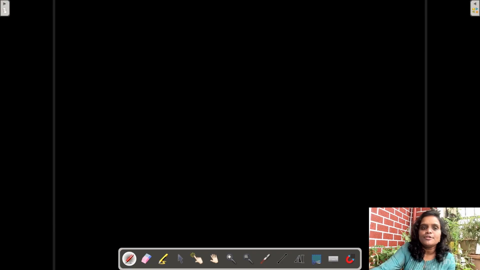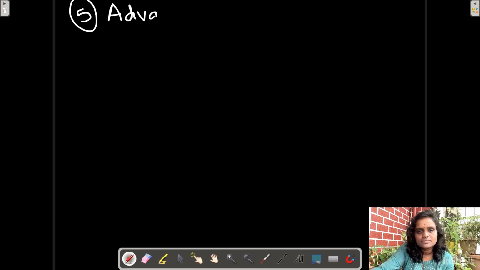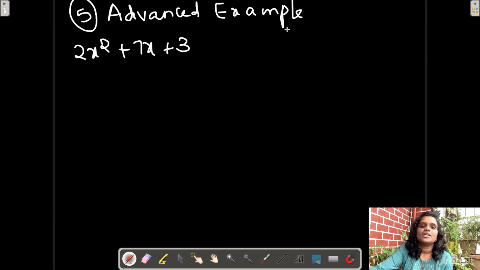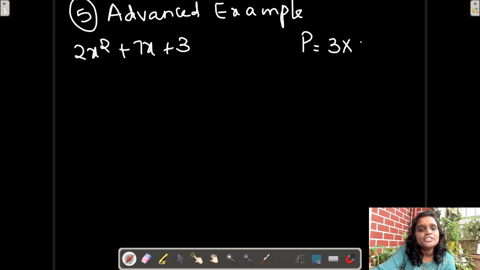Now let's go to our fifth method. This is a little advanced example. Let's learn that also, okay? 2x square plus 7x plus 3. Same concept, because you cannot use any identity directly here. We will use the splitting of the middle term only. But what is the product here? Product is nothing but you have to multiply the constant term and the coefficient of x square. Till now the x square coefficient was only 1. But now it is 2. So the product is 6.